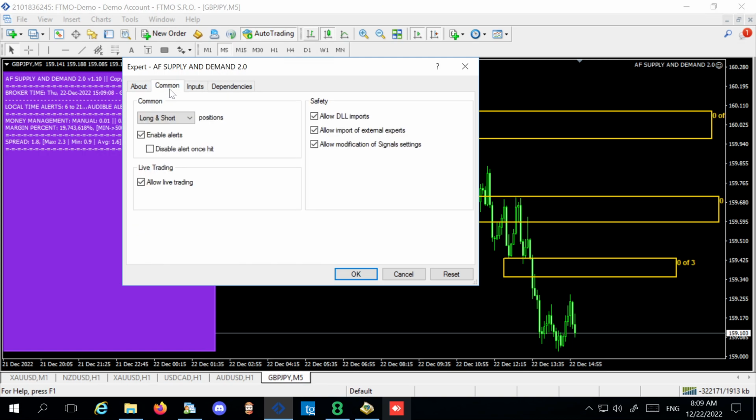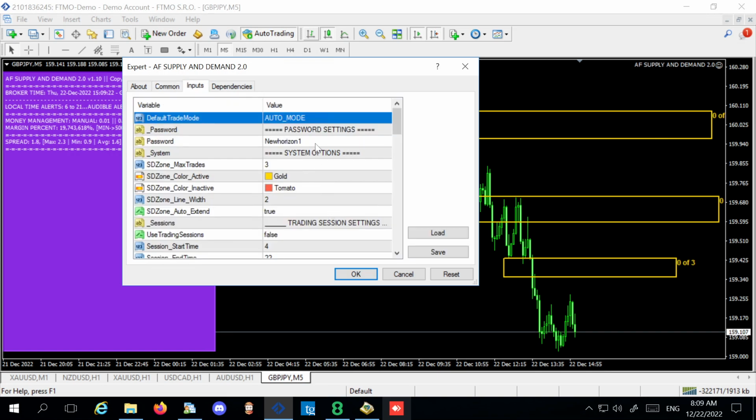Before you get into that, please make sure you allow DLL imports, allow input of external experts, and allow modification of signal settings. Make sure those boxes are ticked, and make sure your auto trading feature is switched on here too. Going over to the input section now, you've got your password there, which will be given to you. More likely it will change every few months to prevent any hackers, etc.